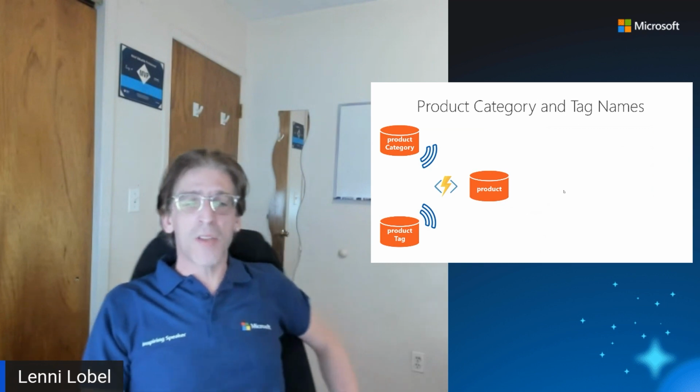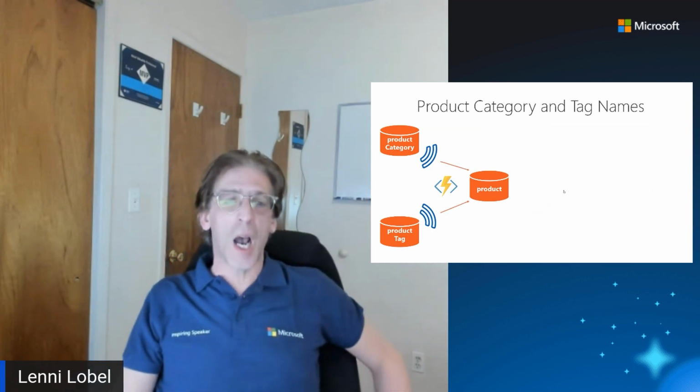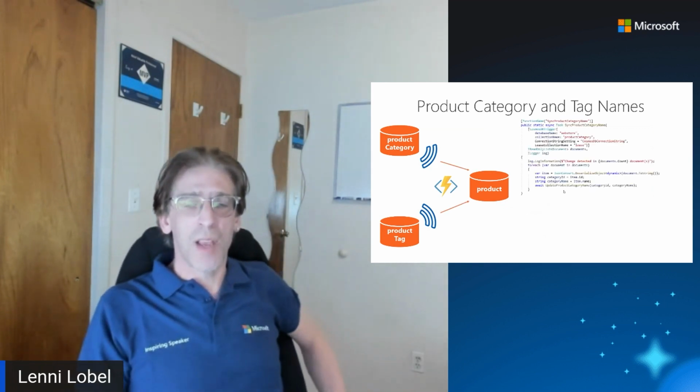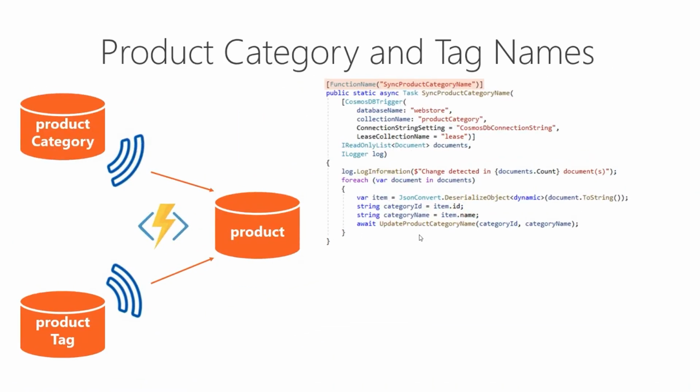And when any master data changes, we can have an Azure function wake up and cascade the change to the product table. Here's just some pseudocode. Here's my Azure function name. The Cosmos DB trigger attribute means the Azure function will wake up whenever there's a change to the collection name, which is the container name. That's the product category right here. That's this guy right here on the left that we're watching for changes for, this product category container.